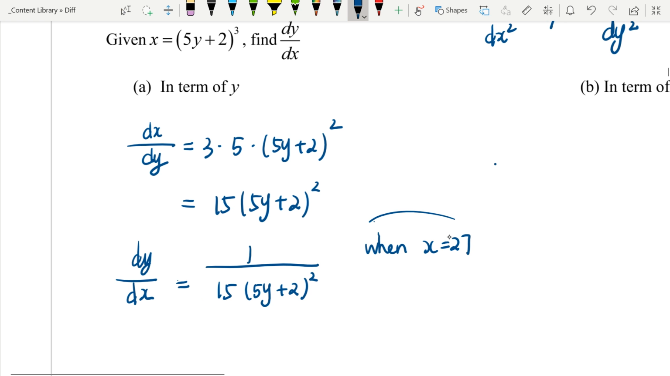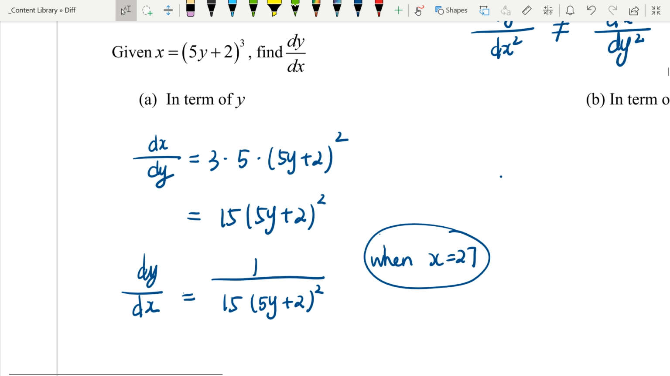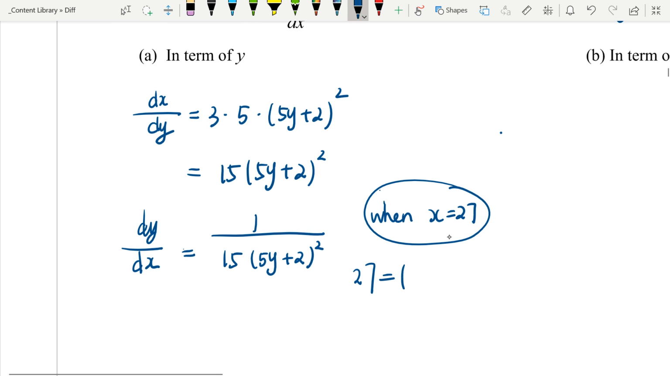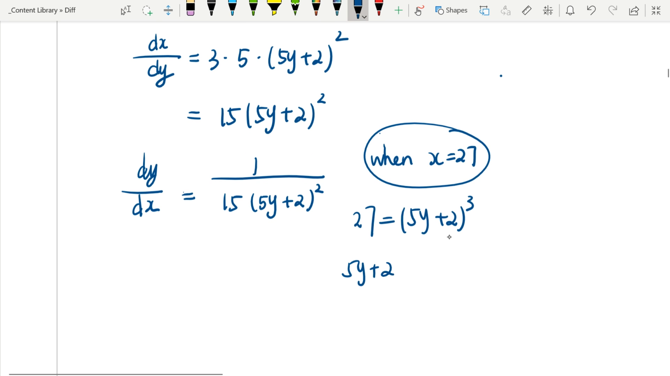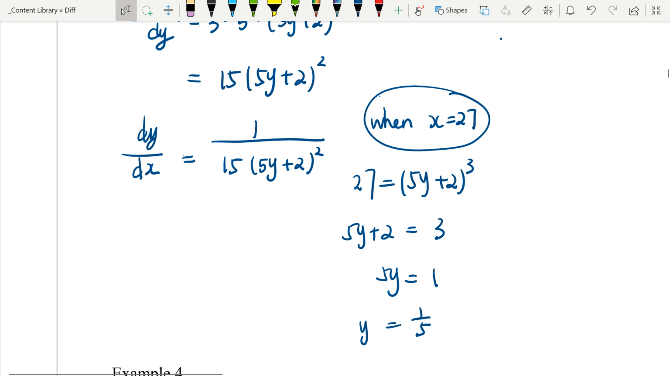When x equals 27, what are you going to do? Find the gradient at the point x equals 27. So what is 27 equals the actual equation? So (5y + 2) cubed. And then 5y + 2 is 3, 5y is 1, and y is 1 over 5. So I will sub 1 over 5 into the dy/dx function to get the gradient.